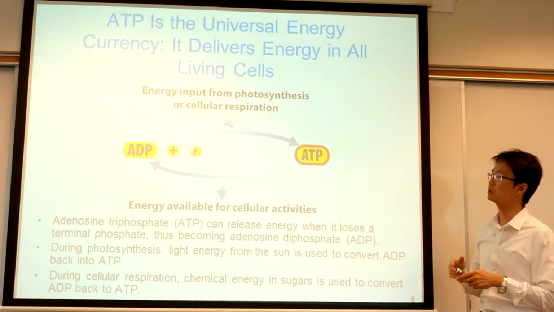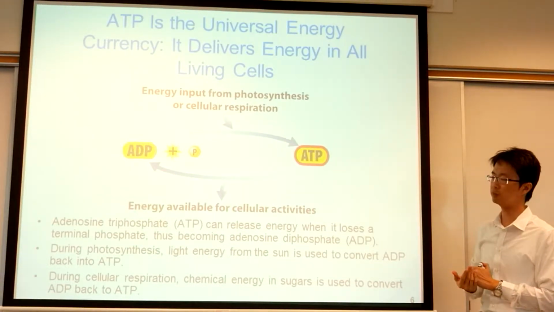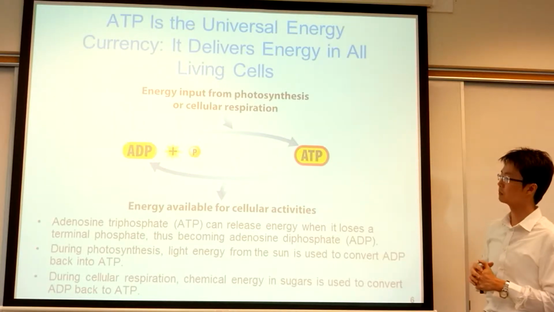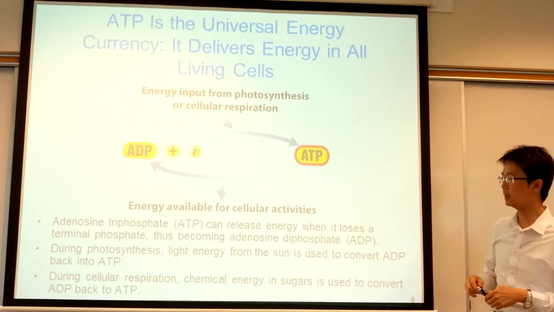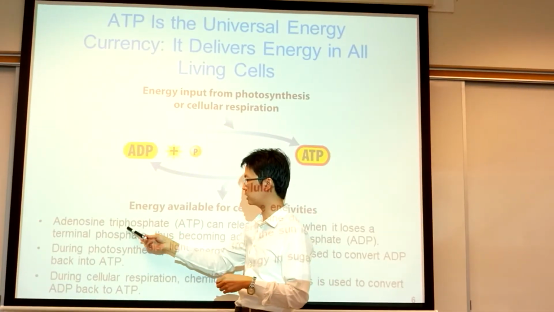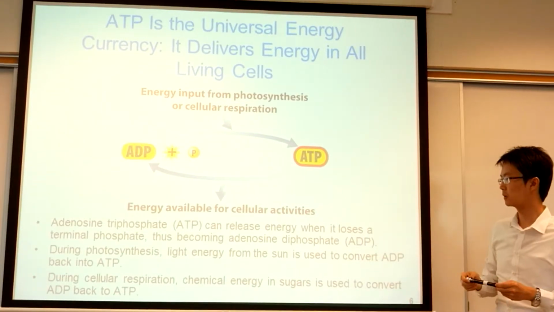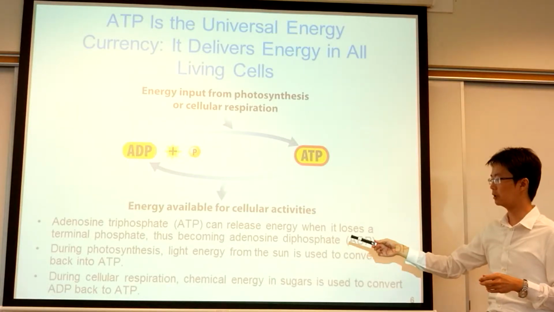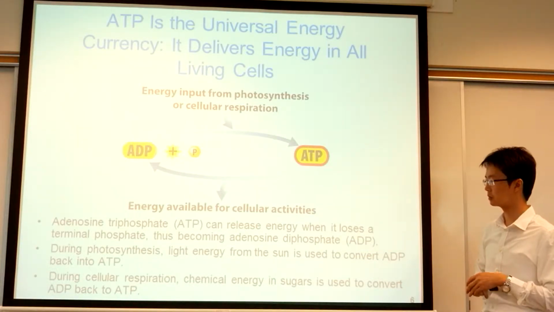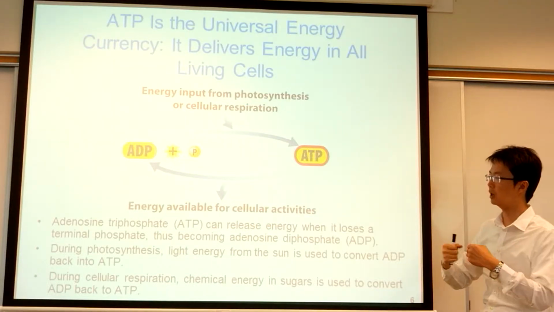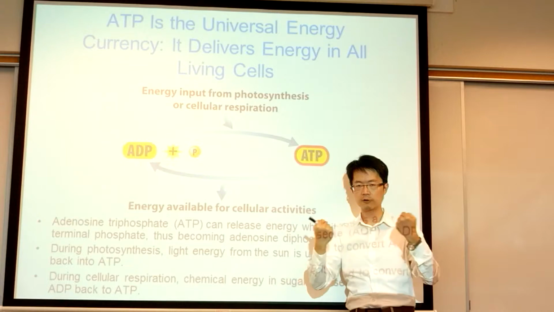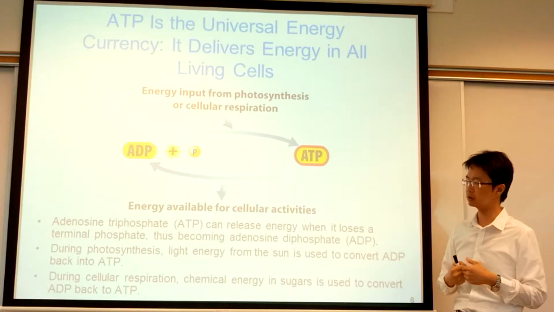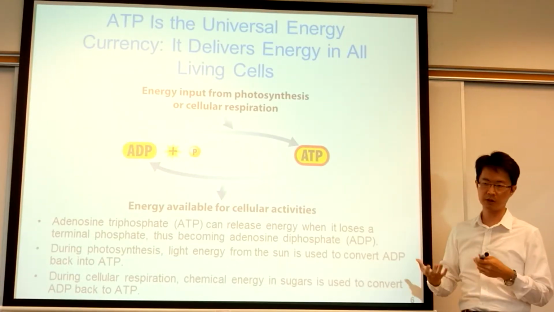Okay, ATP is the energy that all living organisms use, including plants. Plants also use ATP. ATP again stands for adenosine triphosphate. And when it releases the inorganic phosphate, it becomes adenosine diphosphate. When it releases the inorganic phosphate, that means it is breaking the covalent bond. When you break the covalent bond, you will release the energy stored in the covalent bond. That's why ATP is the energy molecule.